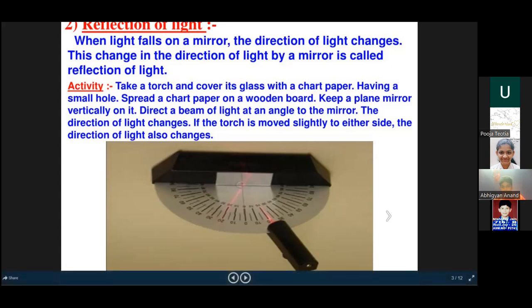If this question comes, that show with the help of an activity, so a simple activity you can explain. This activity can be explained like this: we have kept a mirror, and if we throw a laser light on it, what happens? It changes its direction and comes back. Many of the children have done the experiment also when we were doing this chapter. They had shown me the laser light and how it is reflected back.